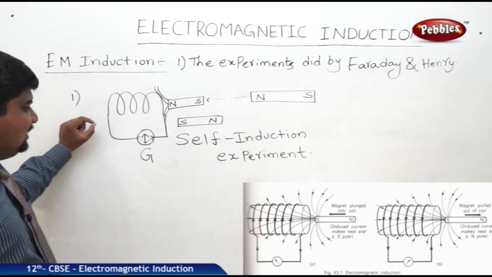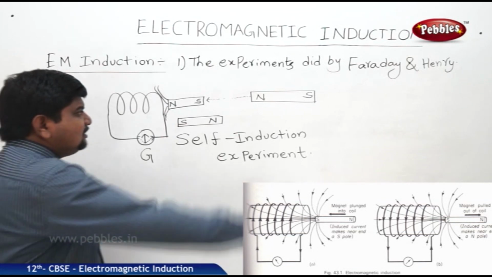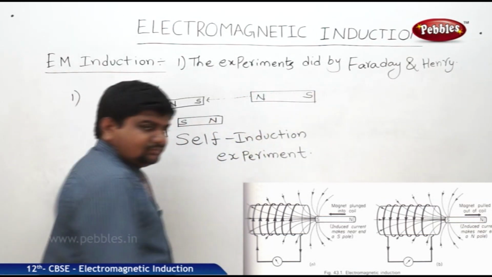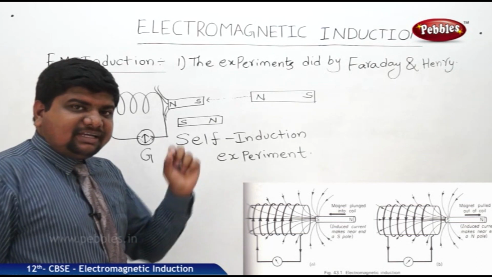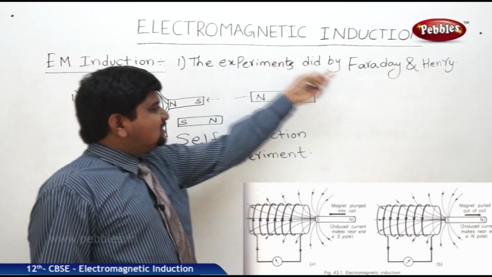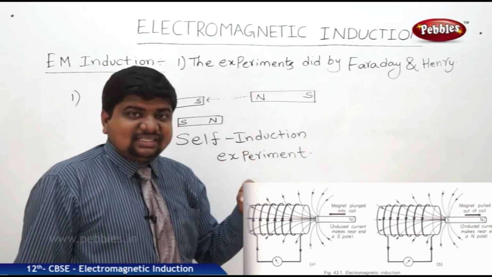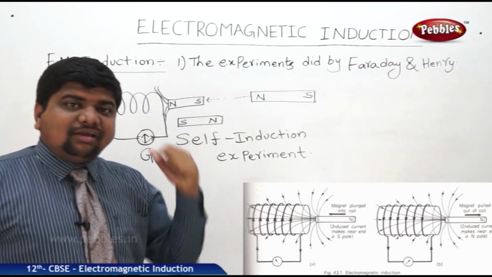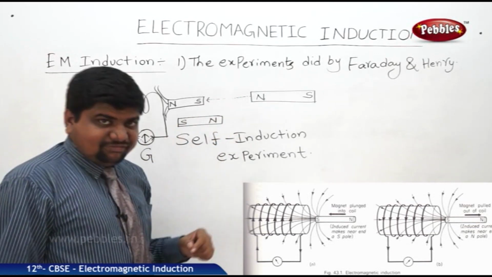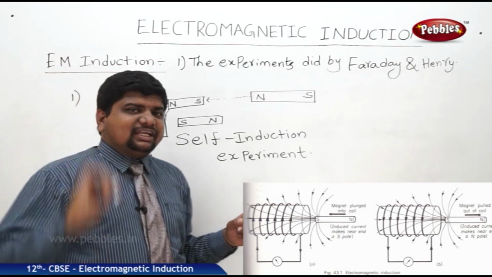Now, what is the reason for the deflection of the galvanometer needle in this experiment? Whenever the magnet is here, around the magnet we can expect a magnetic field. This magnetic field is nothing but a space surrounding the magnet where another magnet can experience a magnetic force of attraction or repulsion. That is said to be a magnetic field.